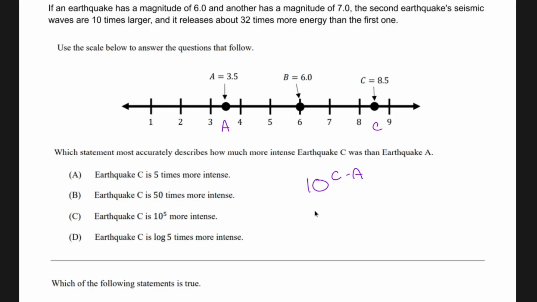Okay, so 10 to the C minus A is going to be 10 to the 8.5 minus 3.5, which is 10 to the 5th, which is 1, 2, 3, 4, 5. So it's 100,000 times more powerful, which is crazy. But it looks like they just want us to say 10 to the 5th times more intense.